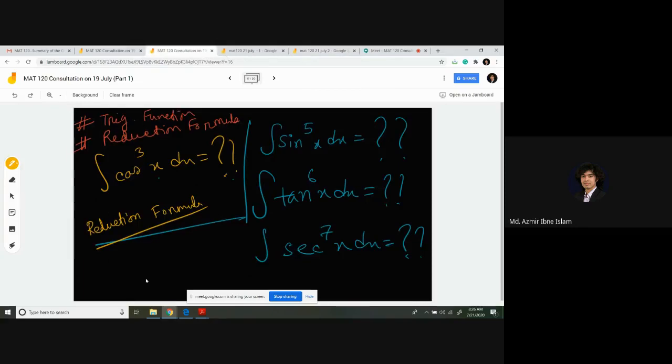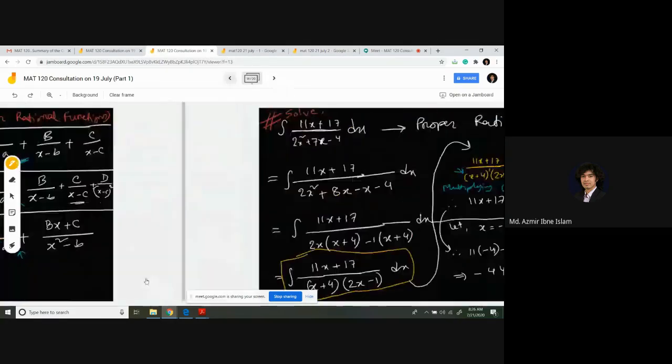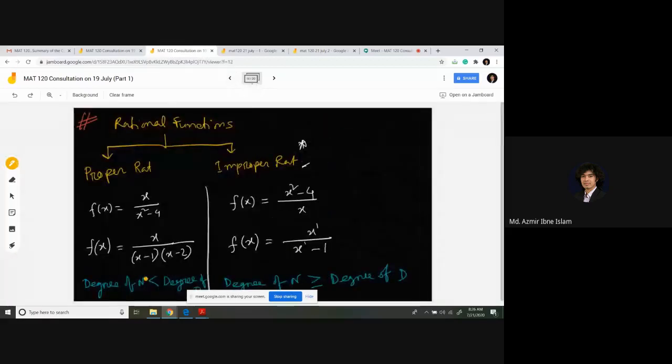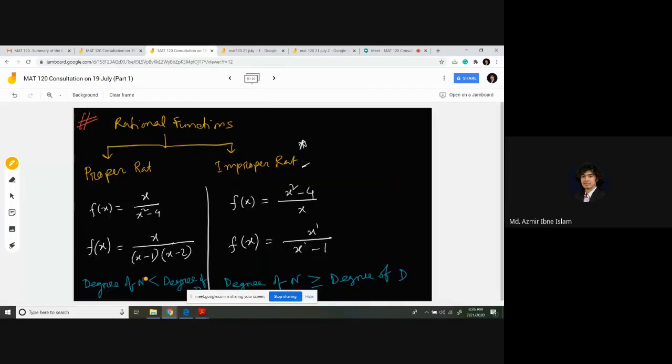in my last consultation, I discussed the same topic. If we have a rational function, it has a numerator and a denominator. In the numerator we have a function f of x, and in the denominator we have g of x. So we have to look at the denominator. A rational function can be classified into two categories: proper rational and improper rational.